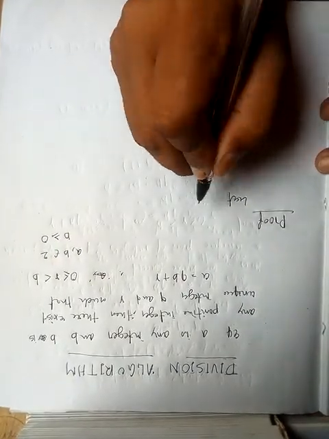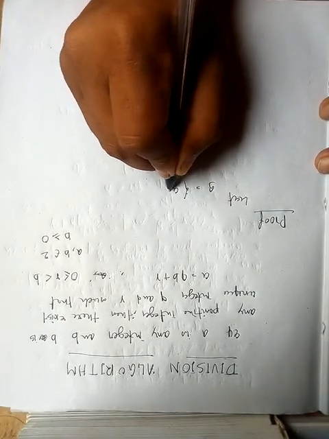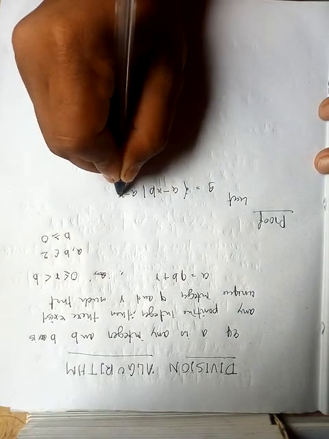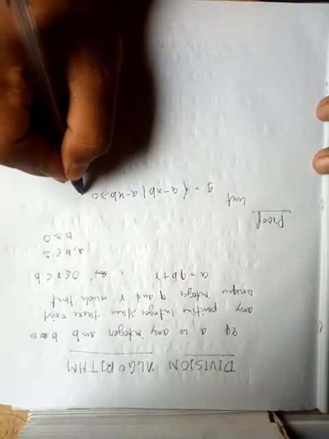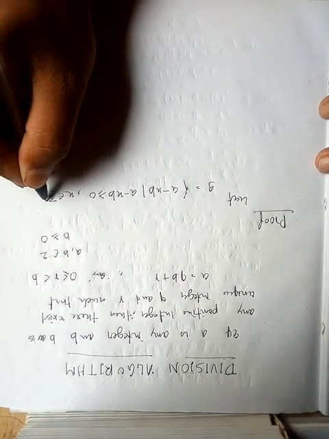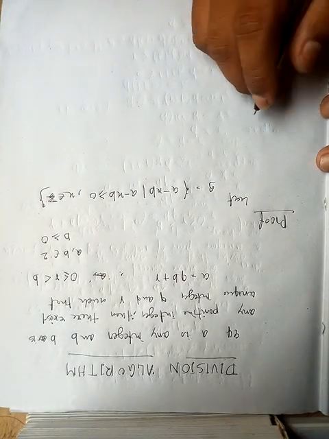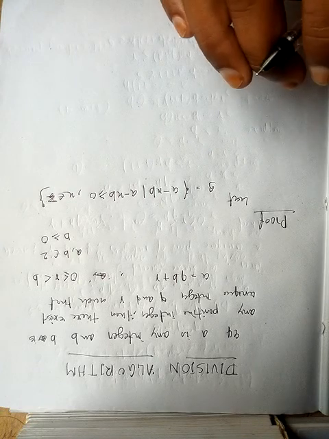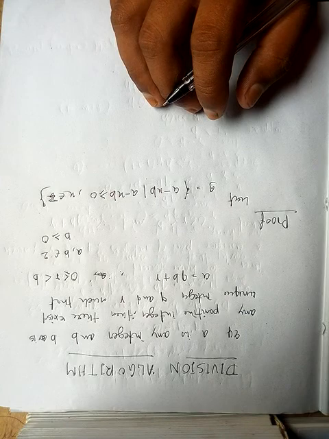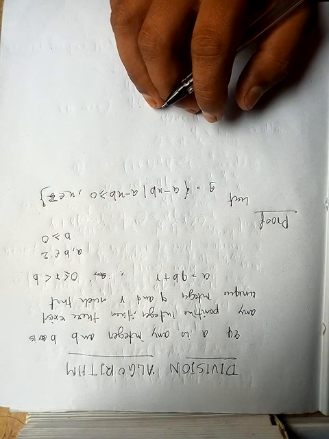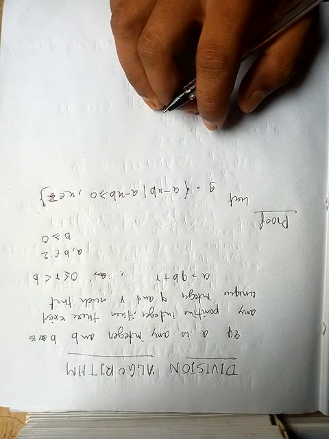Let S be the set of A minus XB such that A minus XB is greater than or equal to 0, where X belongs to Z. To prove the division algorithm, we are going to apply the well ordering principle. To apply the well ordering principle, you must know that the set is non-empty.